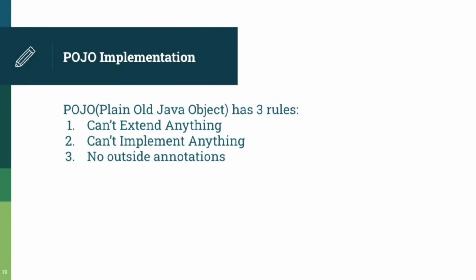Now, we come to the second cool thing, POJO. Spring Framework has POJO implementation. What is POJO? POJO means plain old Java object. It has 3 rules. First, can't instance anything. Second, can't implement anything. Third, no outside annotations. It just means a simple class without extra stuff that can be used by itself.